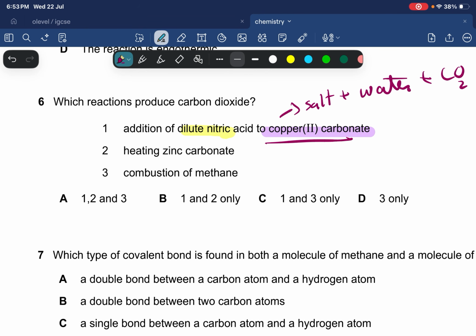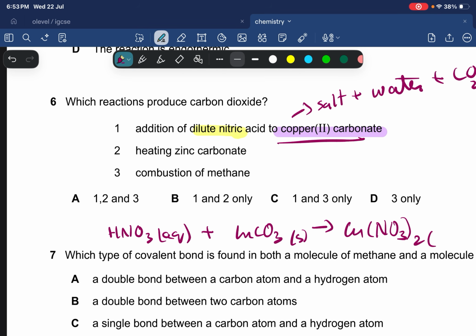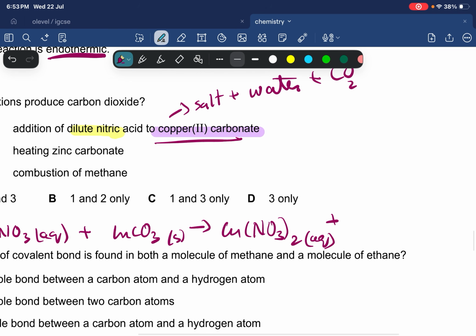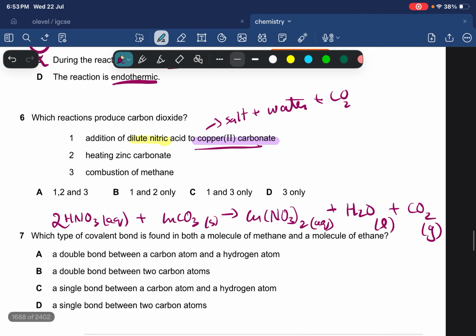In this reaction, if we write the equation, it's going to be HNO3 aqueous plus CuCO3. Copper carbonate is going to be a solid, and it gives me copper nitrate, which is going to be aqueous, plus water plus carbon dioxide. Water is going to be in liquid state, carbon dioxide is going to be in gas state. And you have to remember one thing, you have to balance it. You have to put it over here, and we're balanced. So that's the equation for reaction number 1, and that's the carbon dioxide gas we're producing.